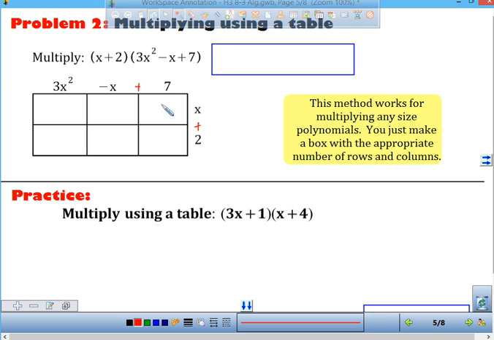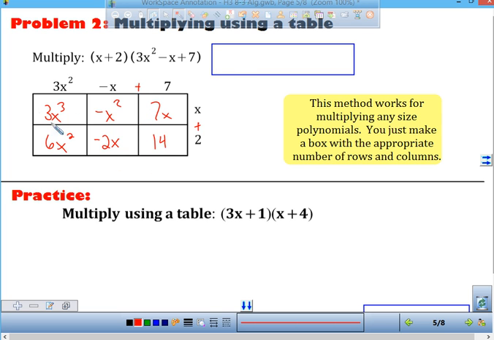So I multiply the 7 and the x together. I multiply negative x and x to get negative x squared. I multiply 3x squared times x to get 3x cubed. 3x squared times 2, 6x squared. Negative x times 2 is negative 2x. And 7 times 2, 14. And then I combine any like terms and write it out.